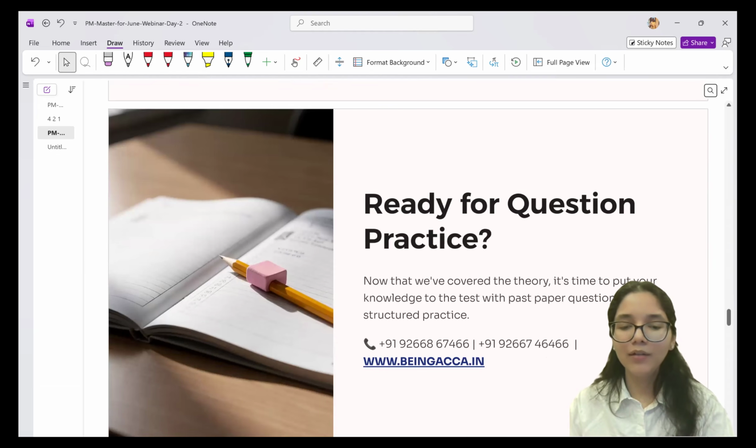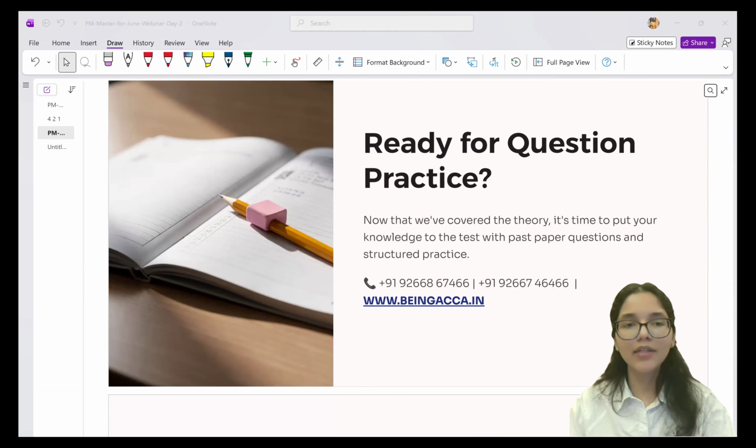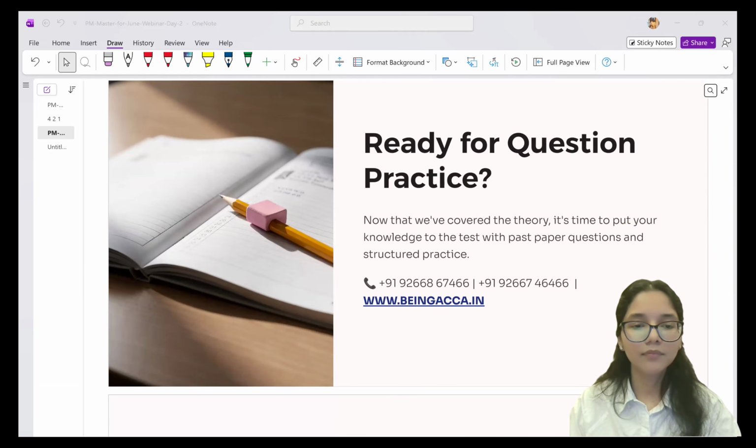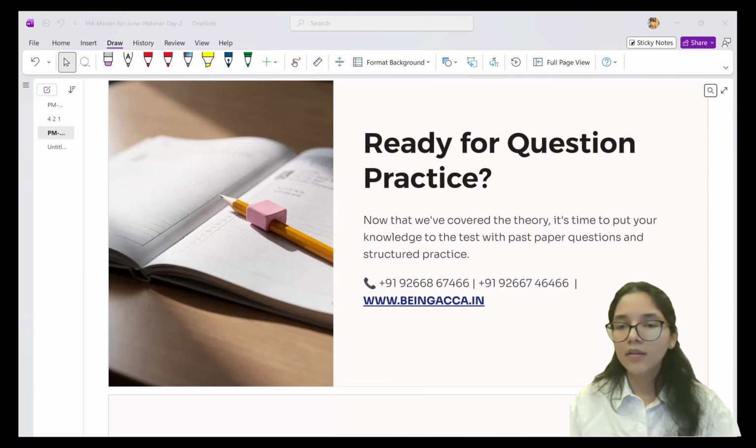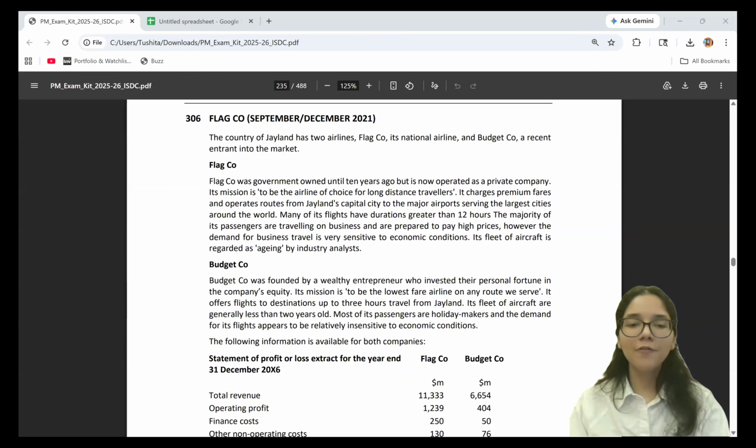Okay, so allow me a moment while I switch my screen. Can you let me know if you can now see the kit being presented on the screen?